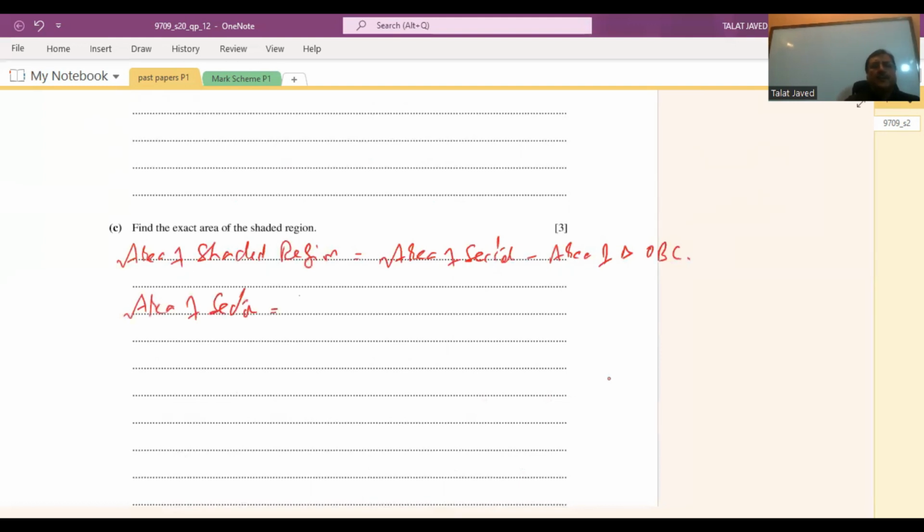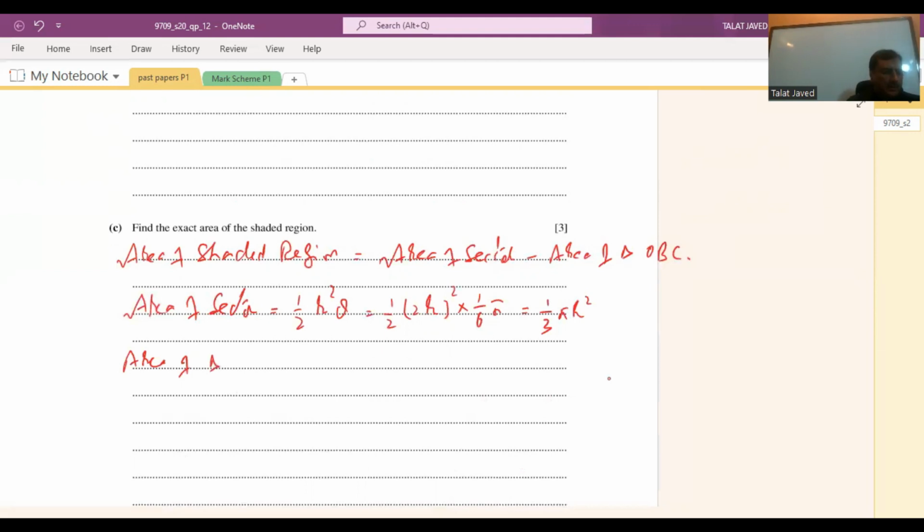Area of sector is 1 over 2 r squared theta, where r is 2r, so squared, and theta is given as 1 over 6 pi. So this is equal to 1 over 3 pi r squared. Now we find the area of triangle.